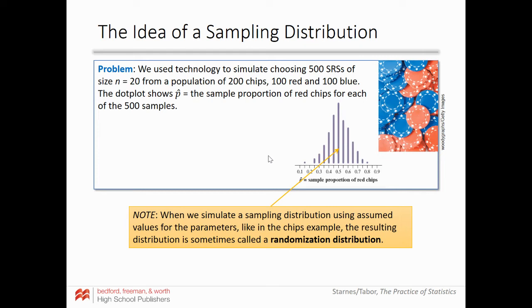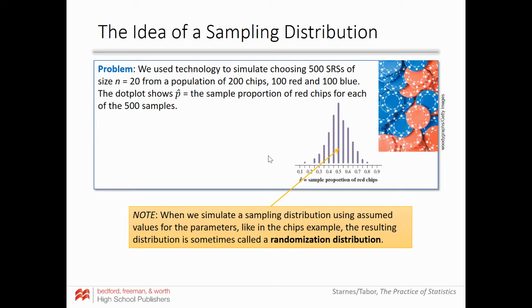So this is an important thing to note. When we simulate a sampling distribution using assumed values for the parameters, like the chips example, the resulting distribution is sometimes called a randomization distribution. So just because we use an SRS to generate it, because again, it would be very difficult to find each one of those in every single possible sample of size 20 here.